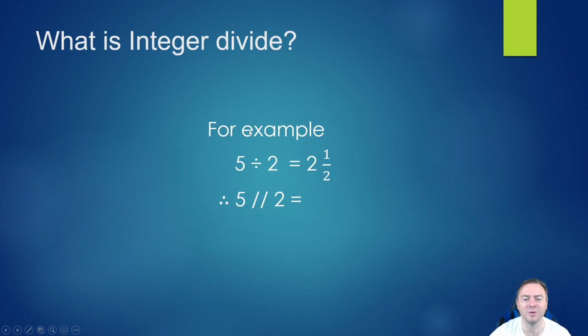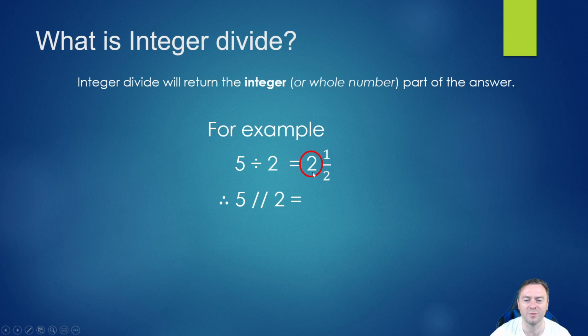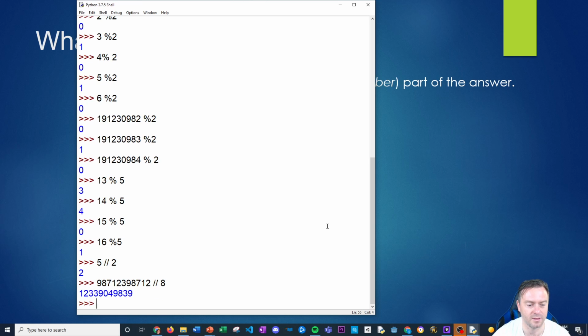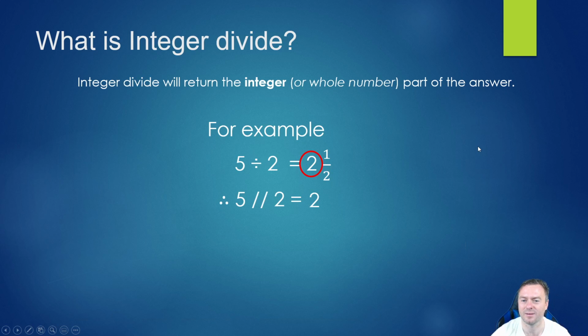What about integer divide? Integer divide looks exactly the same, except this time when we do this, it will only return the whole part. So it'll only return this 2, and that's what it would equal. So 5//2 would equal that. No matter how complex the number, if we do //8, it doesn't worry about the decimal part, it just worries about the integer part. So when we do mod, it takes the right-hand side of the decimal place and finds the remainder. When we do integer division, it takes the left-hand side.